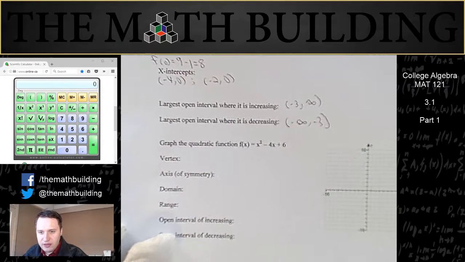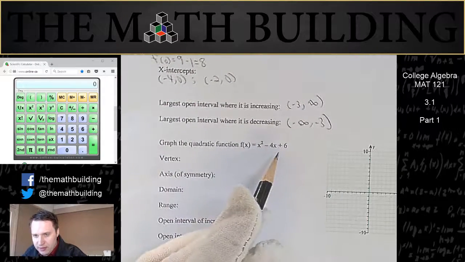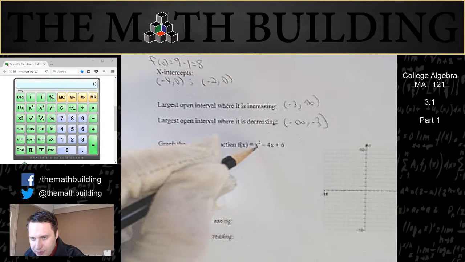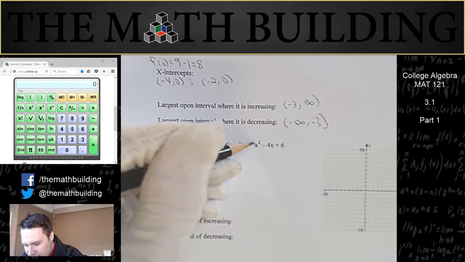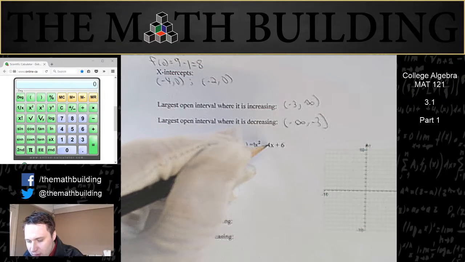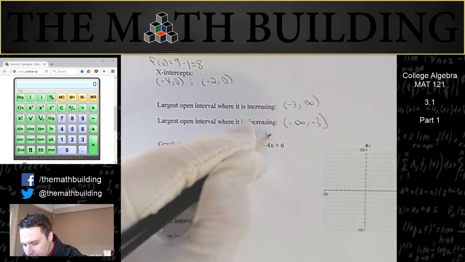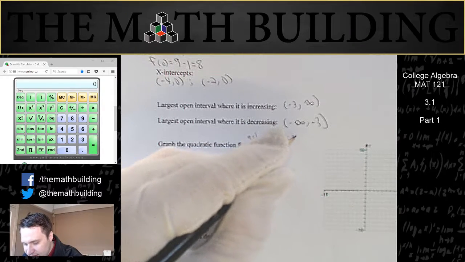Here's how you find the vertex when it's in standard form like this. First off, this coefficient we're going to call a. So in this case, a is 1, b is negative 4, and c is 6.